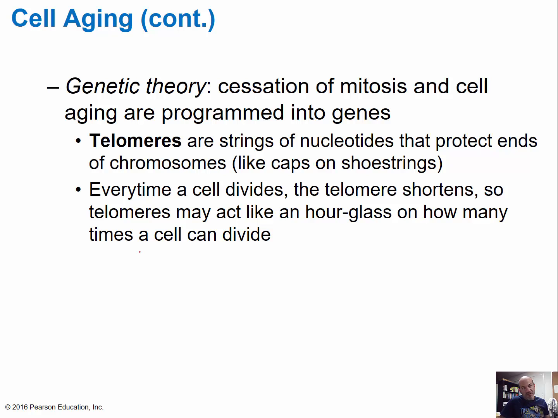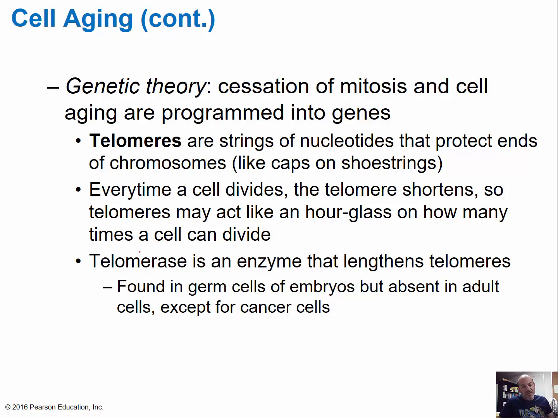The analogy here would be as if the telomere was an hourglass. Every time the cell divides, you lose a little piece. So ultimately, there's a point where the cell can no longer divide, because the chromosome falls apart as the ends of the telomeres have worn away.